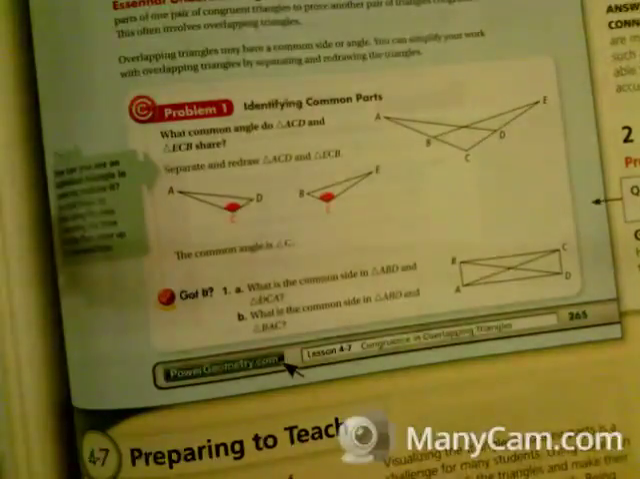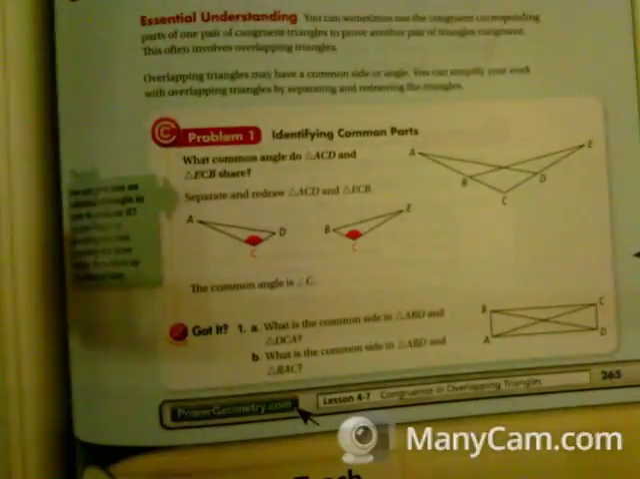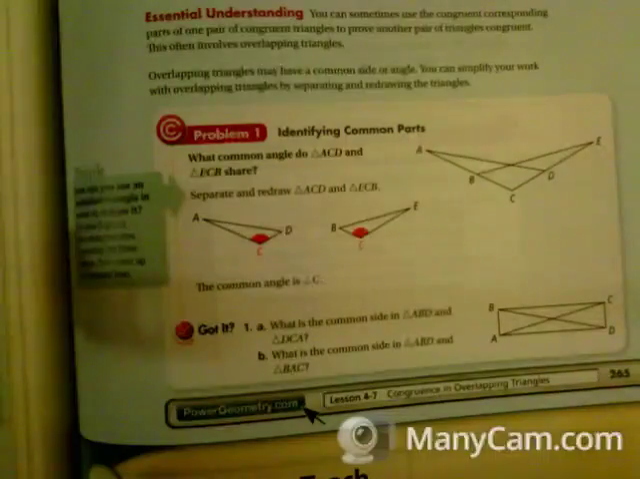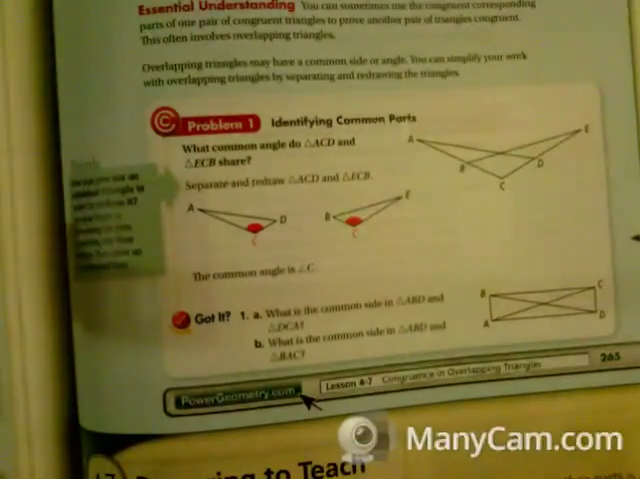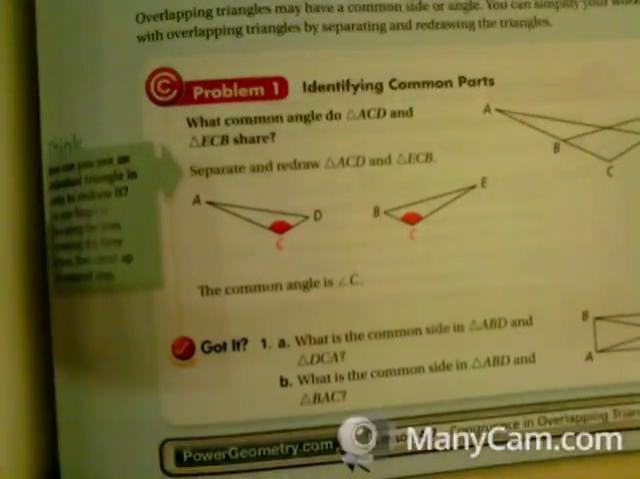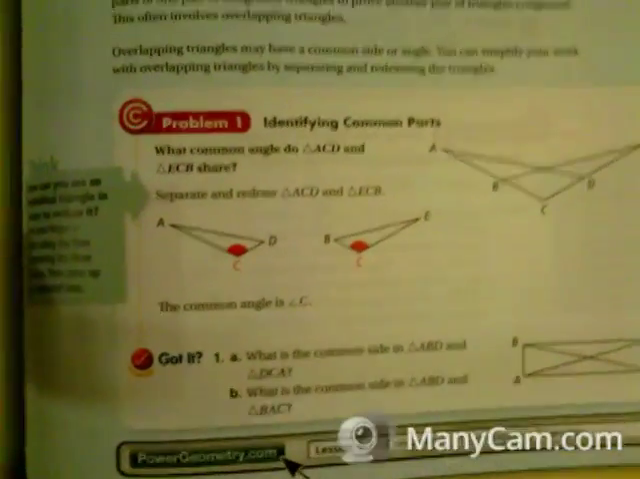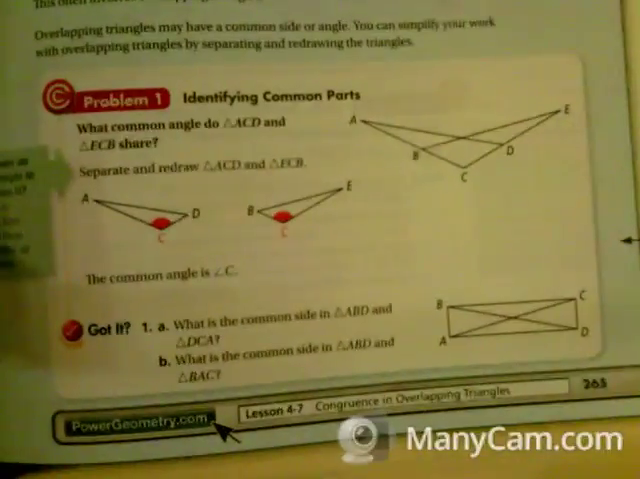So let me put it, got it. There we go. Try letter A. What's the common side of ABD and BCA?